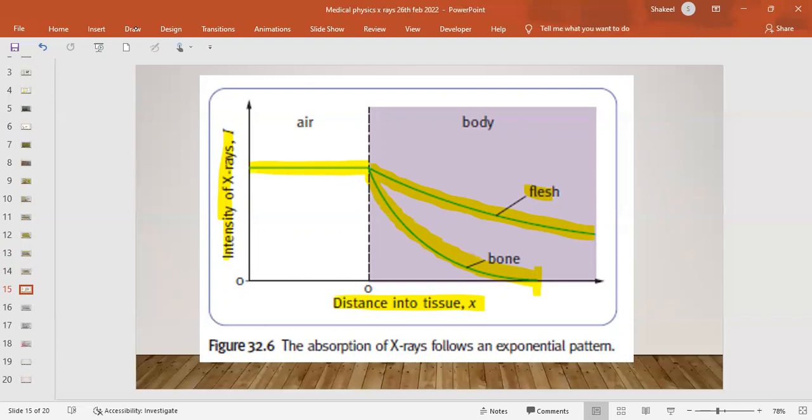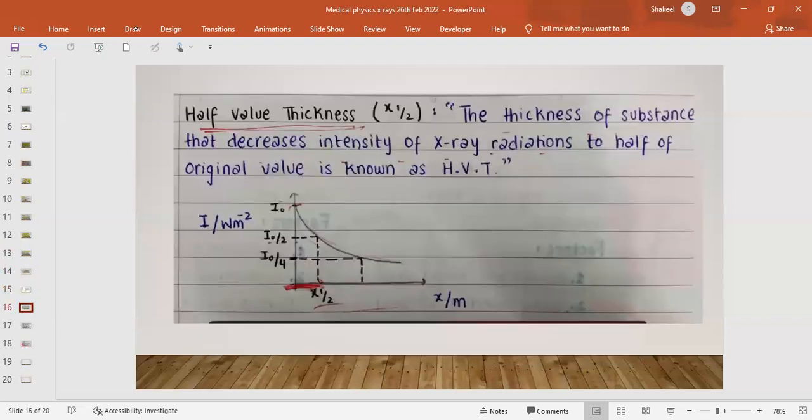That shows that different media have different linear absorption coefficients. Bone has a higher value of mu than flesh, and flesh has a higher value of mu than air. So what is half value thickness, like the half-life? It's the thickness of the substance that decreases the intensity of X-ray radiation to half of the original value.